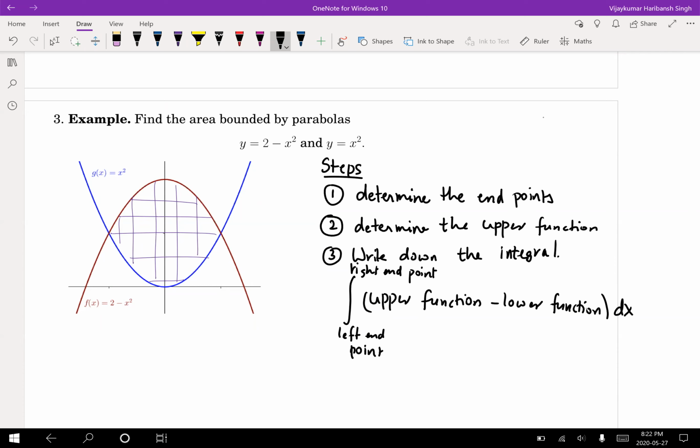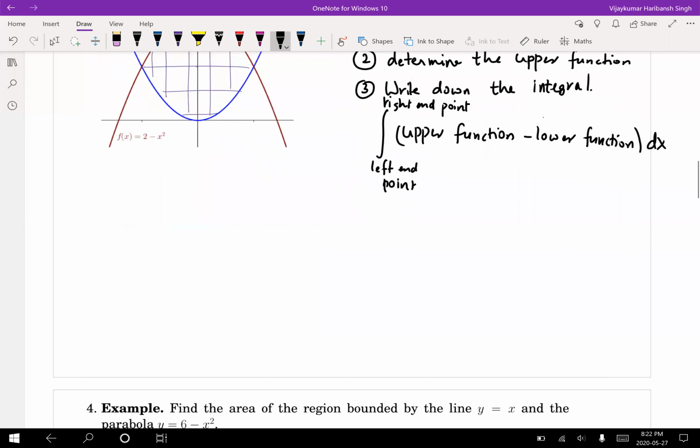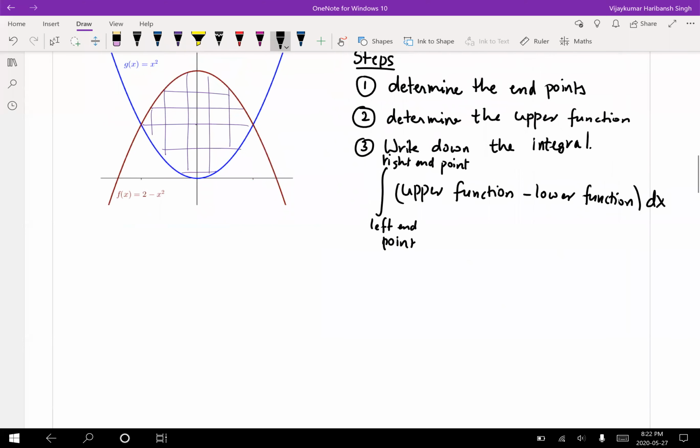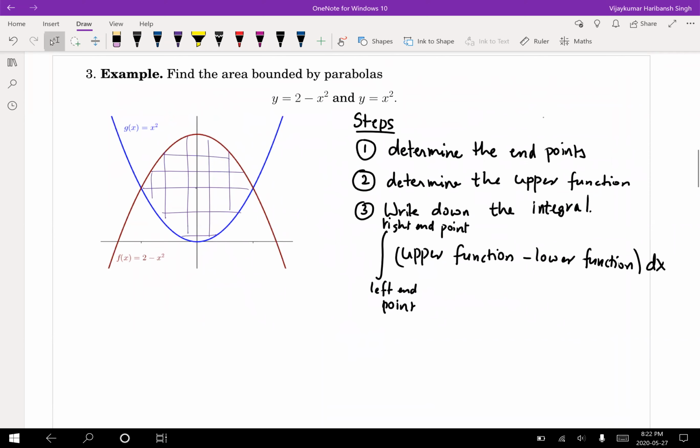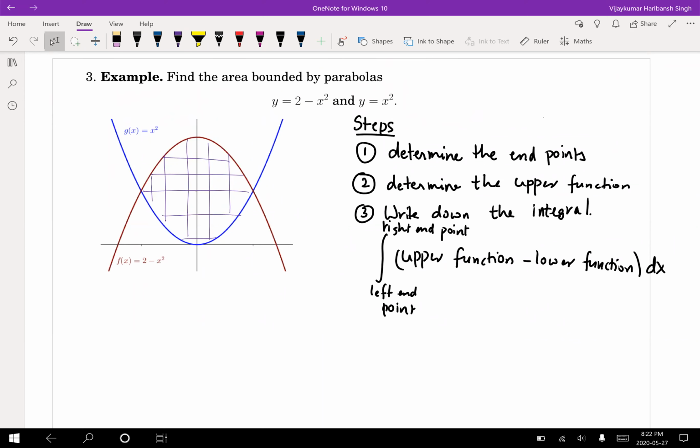Okay, so let's do this problem now. So what do we get in this case? First we need to compute the endpoints, without the graph. So think as if the graph is not given to you. So let's compute this. We need to compute the intersection, so determine intersection points.